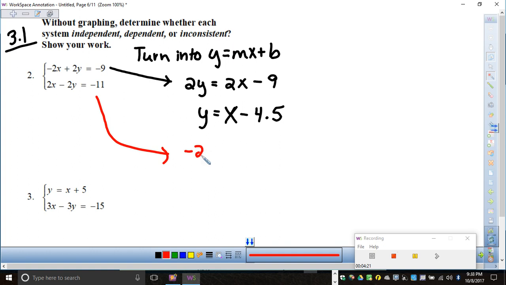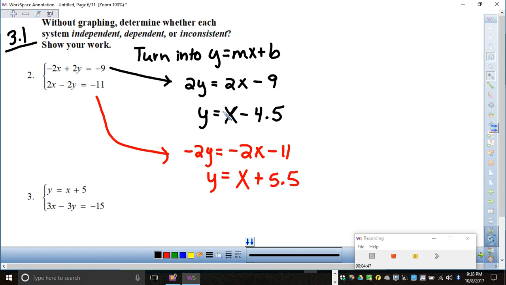I am going to start by subtracting 2x from both sides and then dividing everything on both sides by negative 2. So negative 2y divided by negative 2 is y. Negative 2x divided by negative 2 is 1x. Negative 11 divided by negative 2, so negative divided by a negative is a positive. 11 divided by 2 is 5.5.